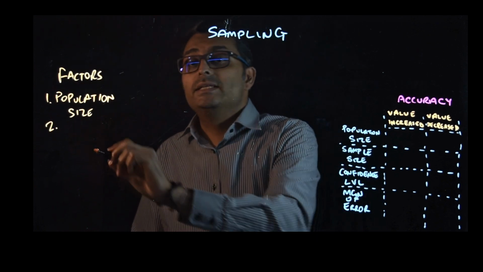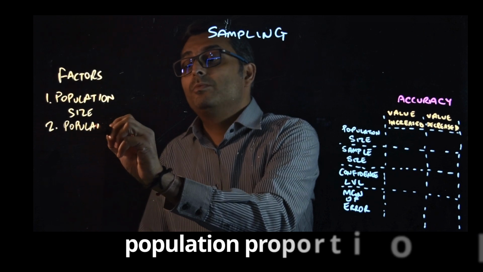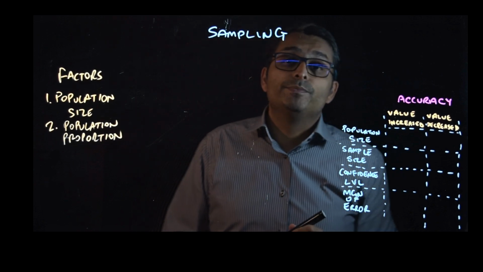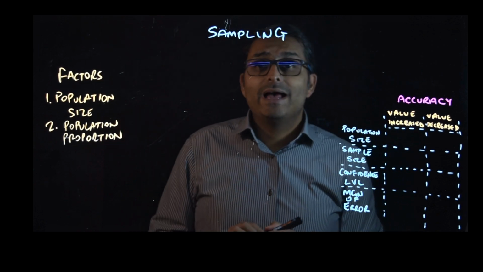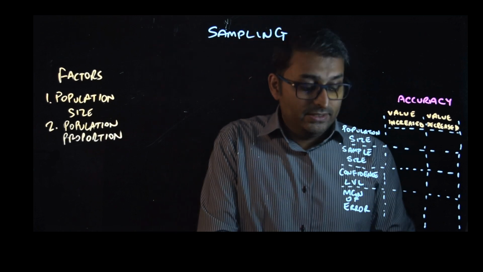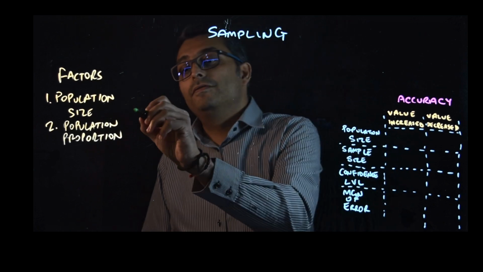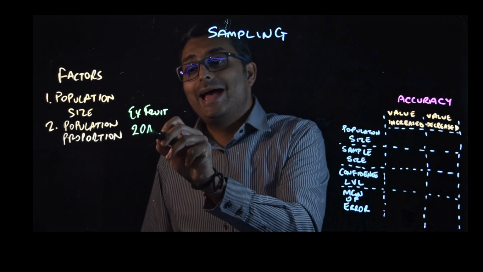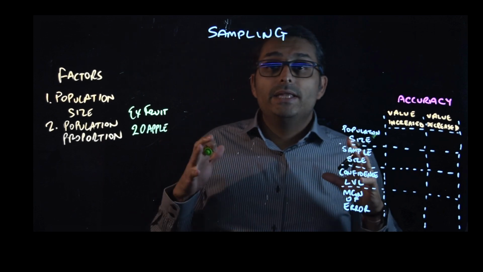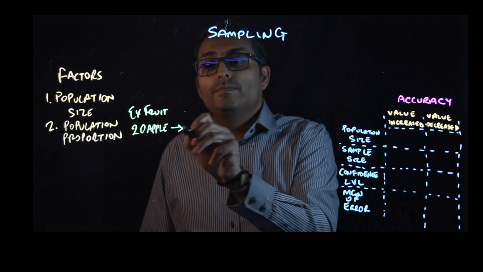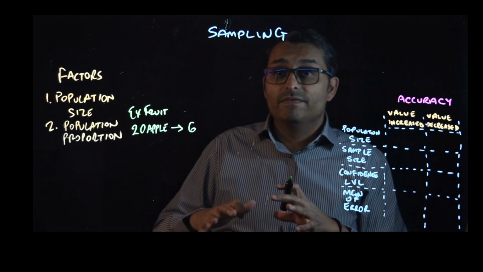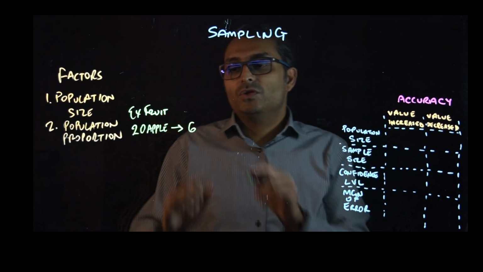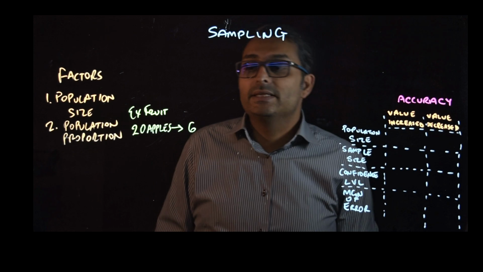Number two, second, is the population proportion. This affects the sample. If we have 20 things which are uniform, so let's take an example of fruit. Let's say we have 20 apples, and we select a sample of 6 apples to give us assurance over what it is we are testing, because we think 6 is the right number. So if there are 20 apples, our sample size is 6.